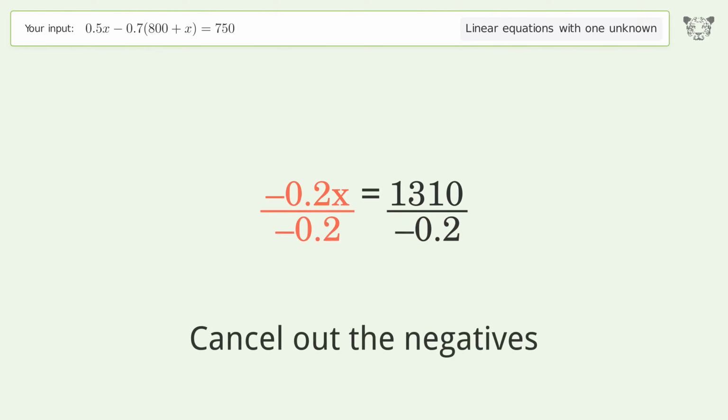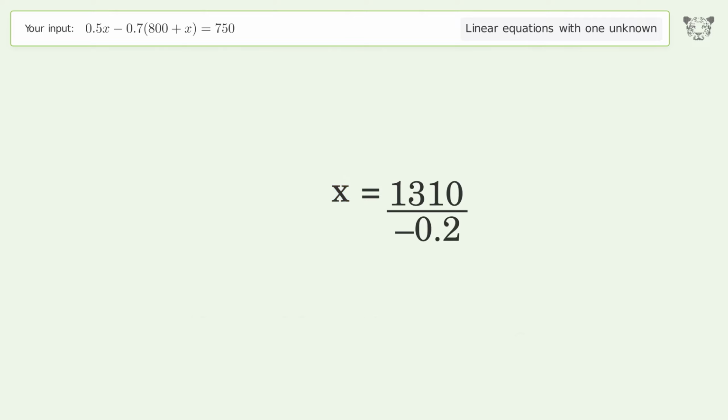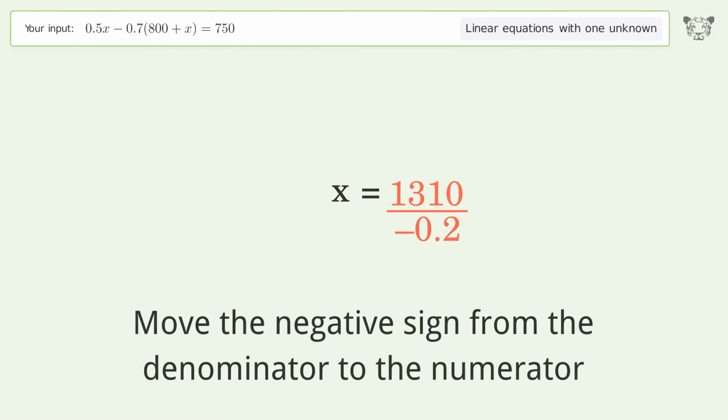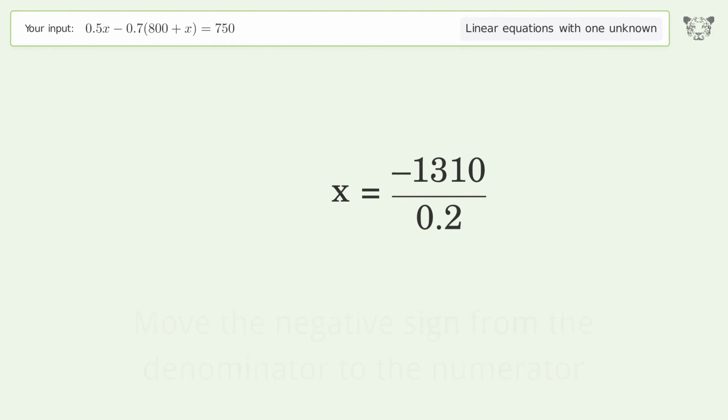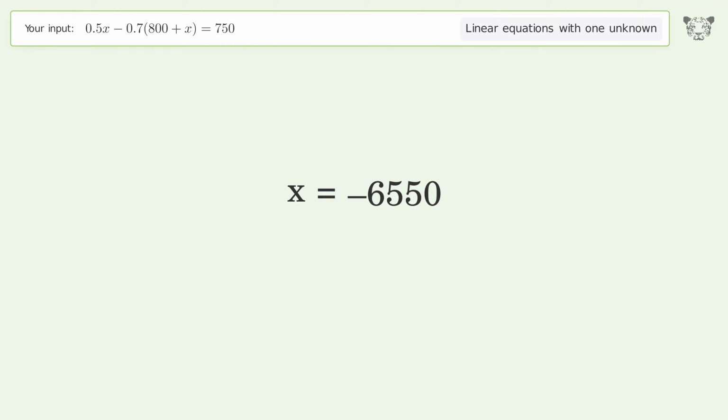Cancel out the negatives. Simplify the arithmetic. Move the negative sign from the denominator to the numerator. Simplify the arithmetic. And so the final result is x equals negative 6,550.